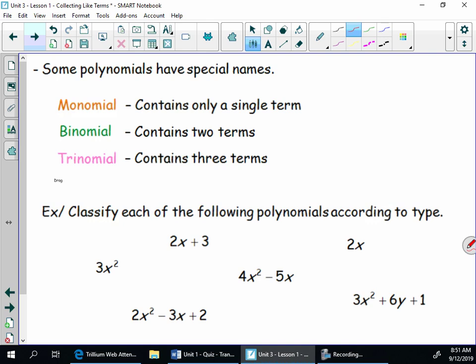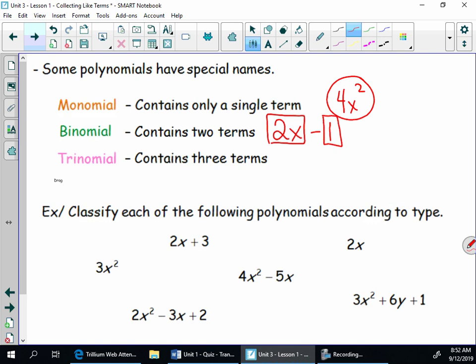Now some of these polynomials, they have special names. We call them monomials if they have one single term. So for instance, 4x squared. It's got one term. There's no plus or minus signs. It's got a bunch of parts and pieces, but there's only one of them. A binomial has two terms. So maybe this. My first term is 2x. My second term is 1. They're separated by the minus sign.